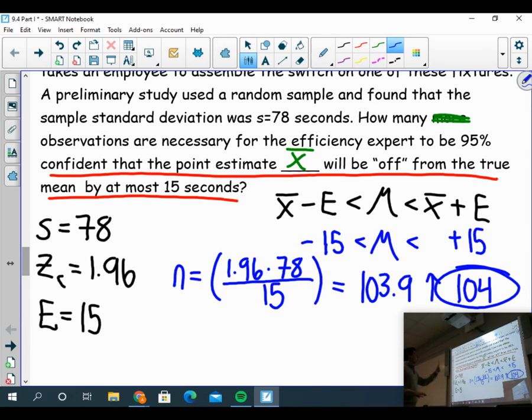So how would we answer the question? We need to do 104 observations in order to be 95% confident that our sample mean is off from the true population mean by at most 15 seconds.